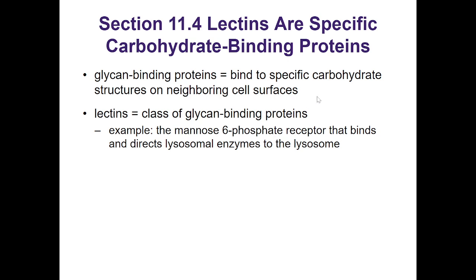Lectins are going to be a class of glycan-binding proteins. So again, we have the overall glycan-binding proteins, right? And then we have the more specific lectins. Some examples of lectins are going to be the mannose-6-phosphate receptor. This can bind and direct the lysosomal enzymes to the lysosome.